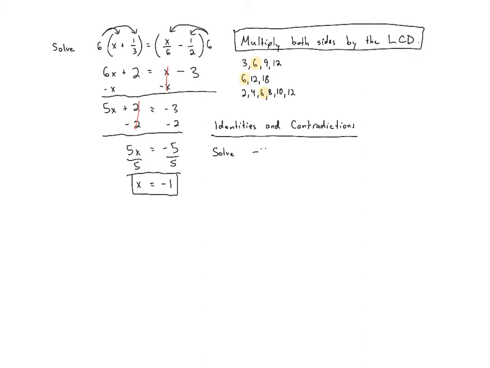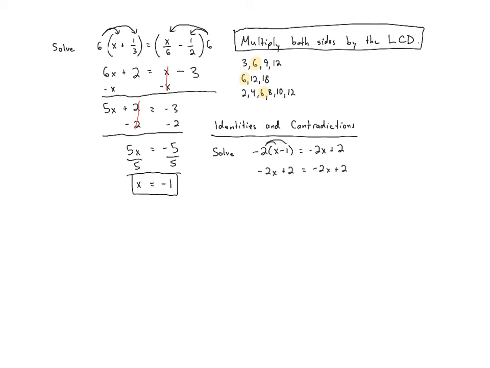Let's solve negative 2 times x minus 1 equals negative 2x plus 2. Now, if we want to solve this, the first thing we need to do is to get rid of these parentheses on the left by distributing the negative 2. When we do that, negative 2 times x is negative 2x. Negative 2 times negative 1 is positive 2. So we get negative 2x plus 2 equals negative 2x plus 2.